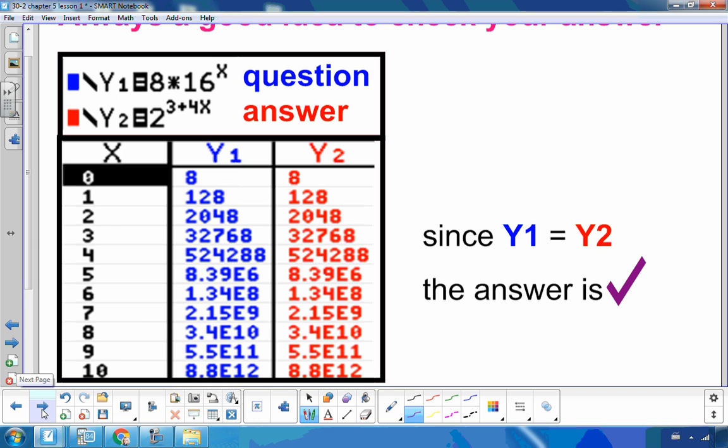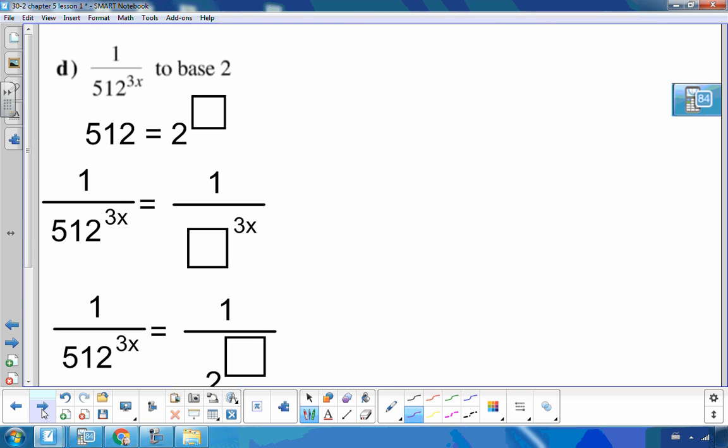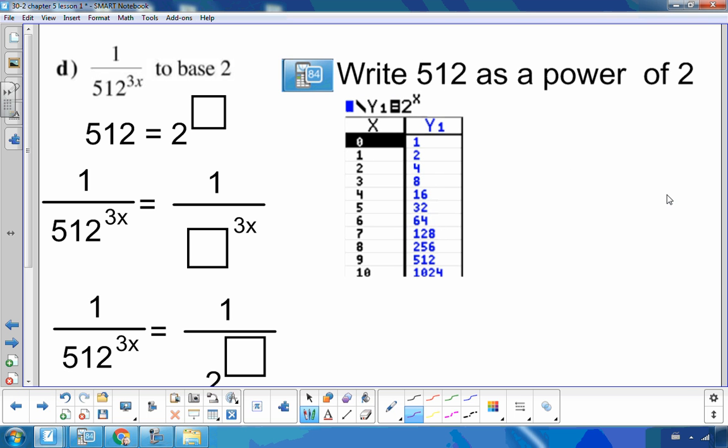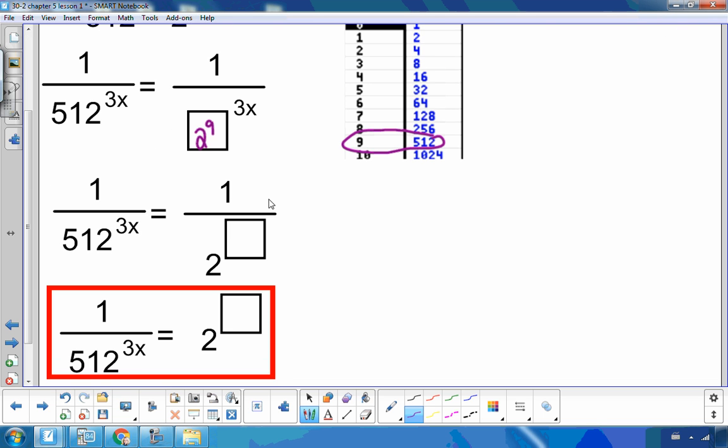And remember, the check always happens in the table. So let's try this one here. This is a little bit weird. So I have 1 over 512 to the 3x, and I want to write that as a base 2. So my 512 is in the denominator. But since I want base 2, again, I'm looking for powers of 2. So powers of 2, I can see all the way down here, 2 to the exponent of 9 is 512. So since I have 1 over 512, I'm going to have 1 over 2 exponent 9, and that will be raised to the 3x. So I'm going to have 1 over 2 to the exponent of 9 times 3x, which is 27x.